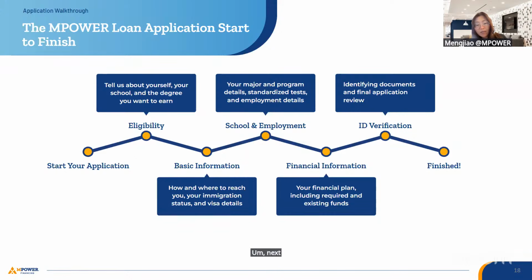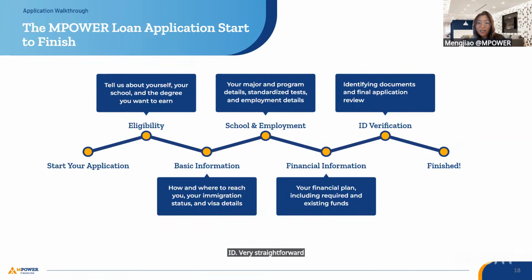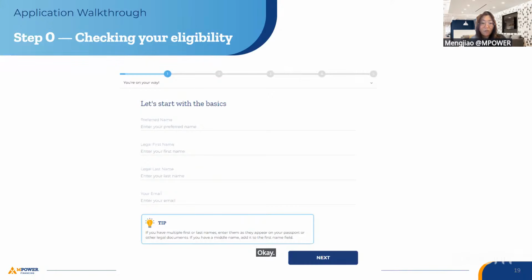Next, it will be financial information. We need to understand your financial plan, including your required and existing funds. ID is very straightforward. Once again, we need to understand who you are, and then you will be able to finish the application. Okay, so let's now break it down.